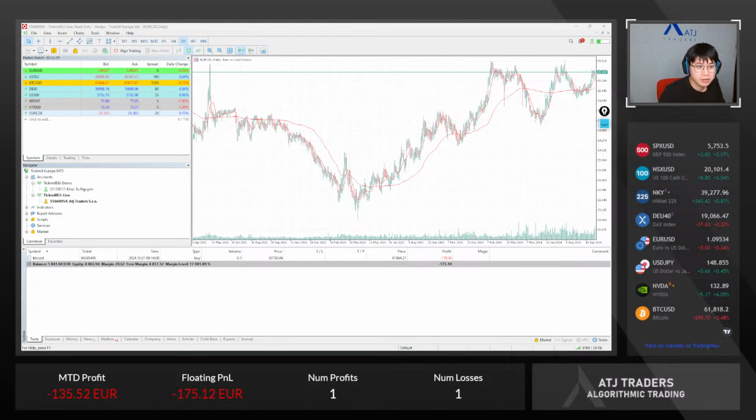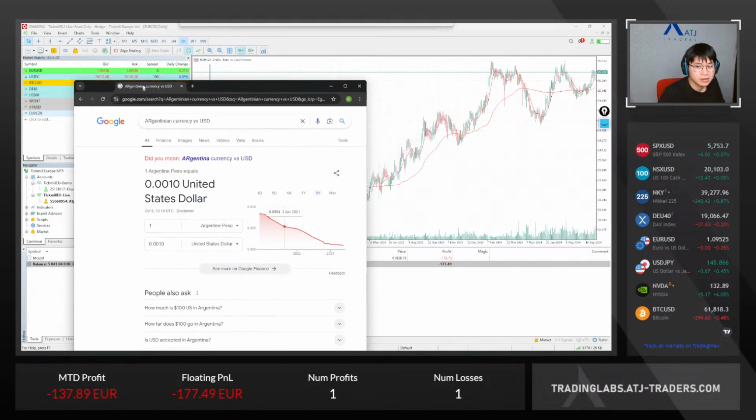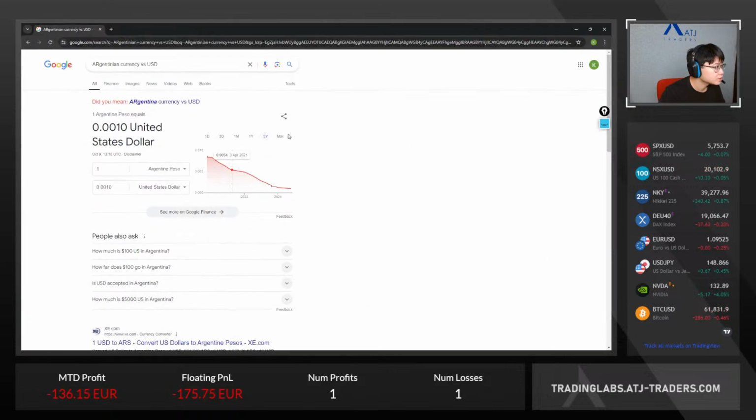You know, the result forex. So it's the Argentine peso that you're using, I assume. All right, so now I actually feel you. This looks very bad.